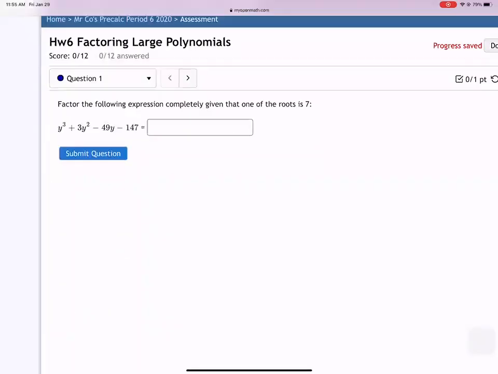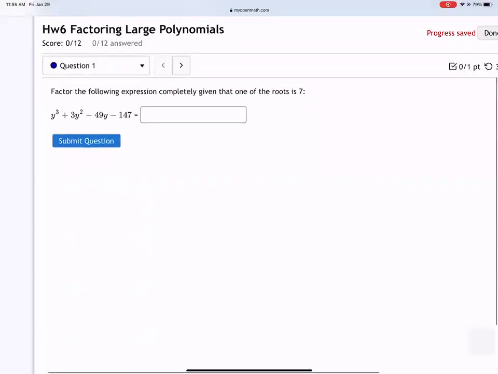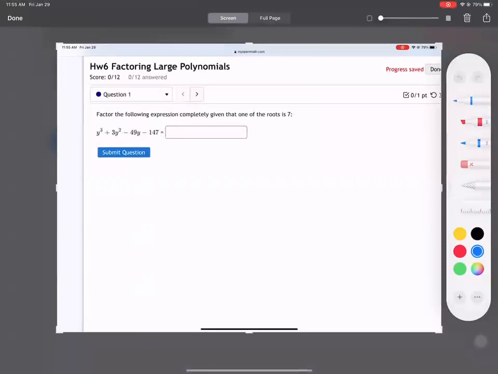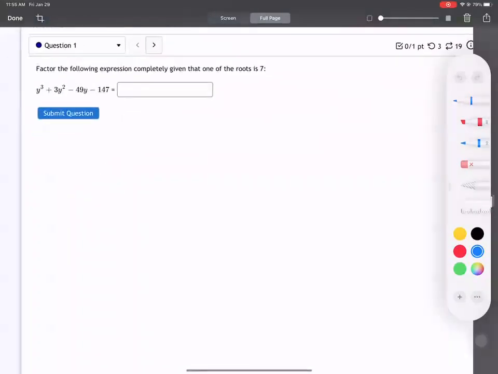Okay, so let me pause here for a moment. I've logged into my Open Math, and this is your problem on one of your homeworks. You have 12 questions total. So let's talk about how you would solve this problem. They told us to factor the following expression completely, given that one of its roots is 7. So we know what one of the zeros is. Let's go ahead and do this together.